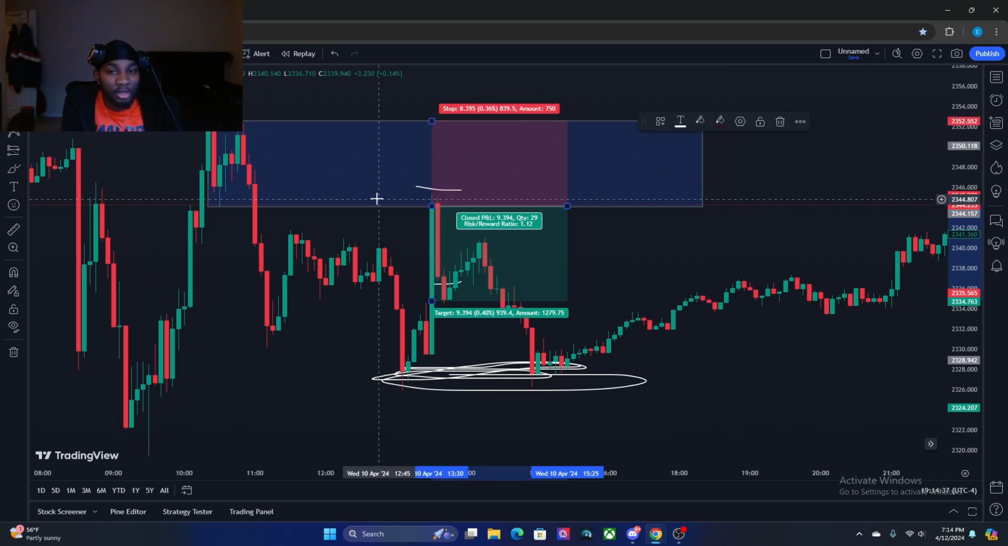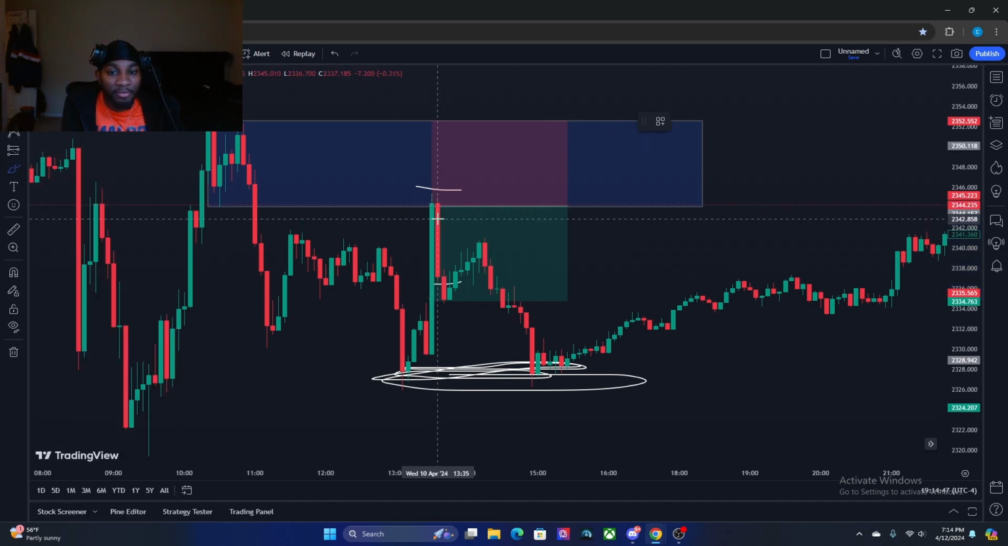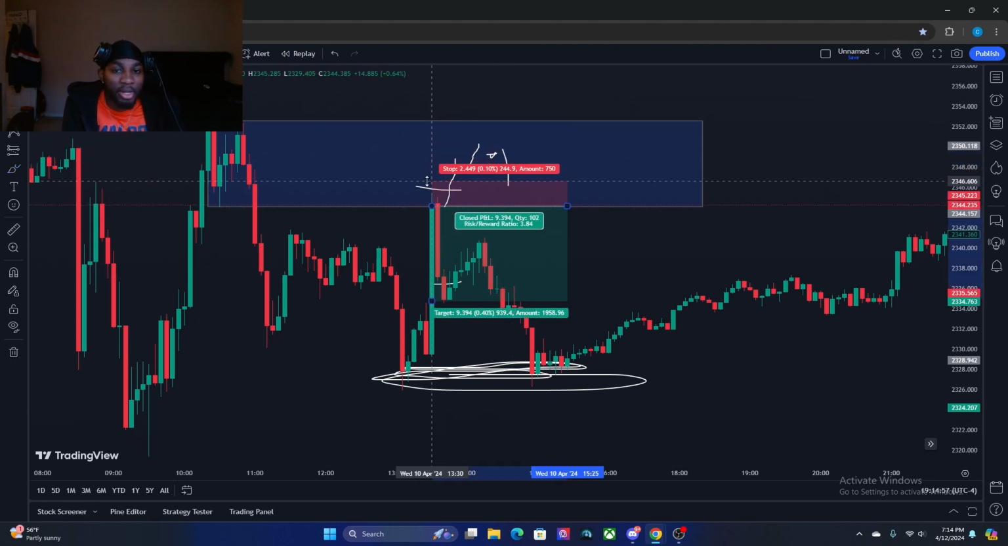No ifs, ands, or buts about it, because price could easily continue pushing up and then give you a break of candle way up here. So if this didn't happen, we could still end up coming, boom, having a candle like this, and then the price will just sit here and then break. So you can't really put your stop loss right here if you're getting in aggressively. You've got to give it some room.